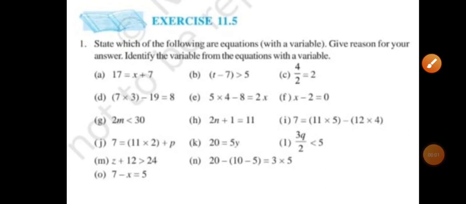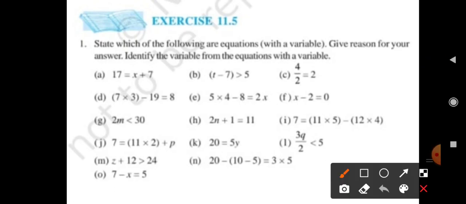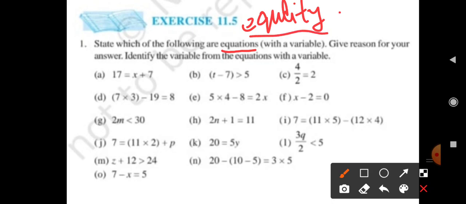Hello everyone. In this video we are going to discuss 11.5 question number 1. It says you have to check which of the following are equations. So what does the word equation mean? Equation means an equality, and equality means it must have an equal to sign in it.